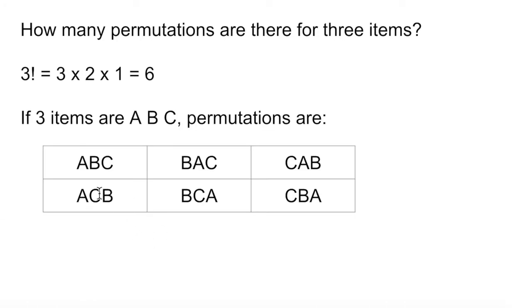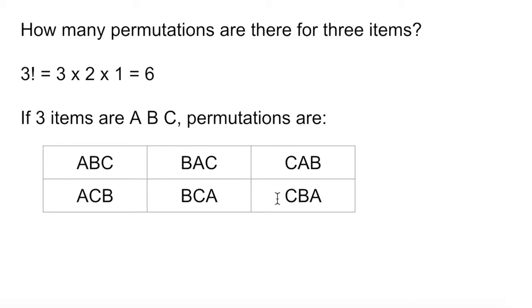And if you want to see that visually here, let's say our 3 items are A, B, and C. The 6 different permutations of these 3 items are A, B, C; A, C, B; B, A, C; B, C, A; C, A, B; and C, B, A.